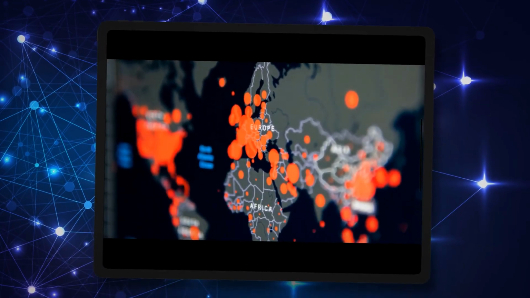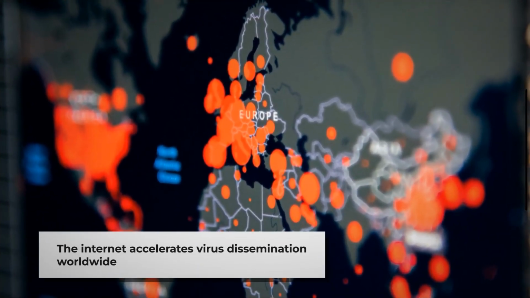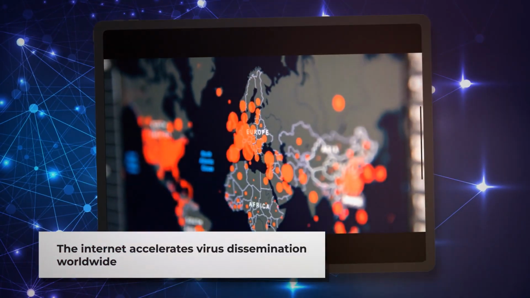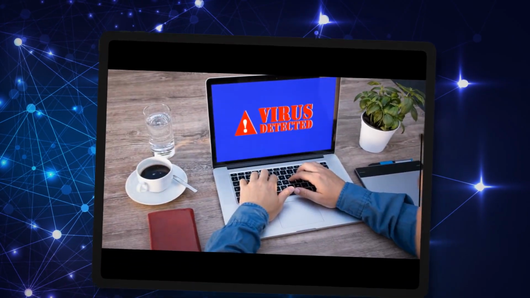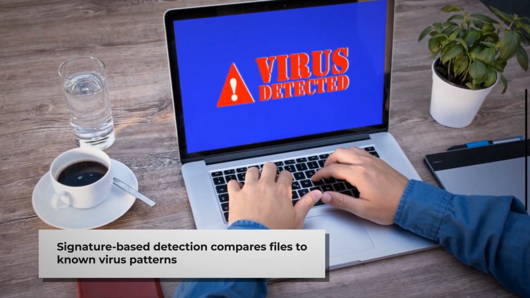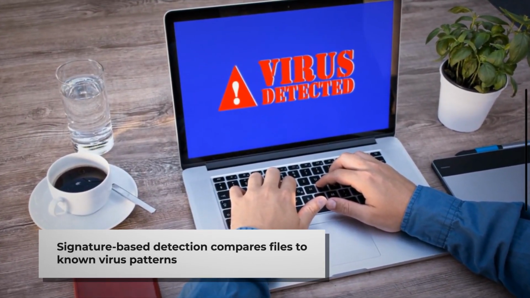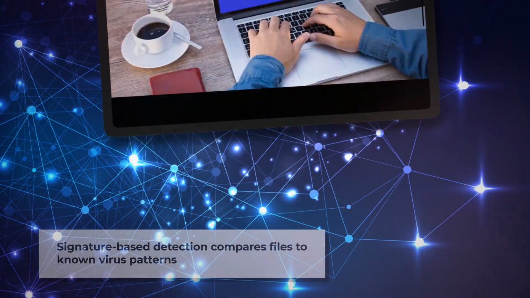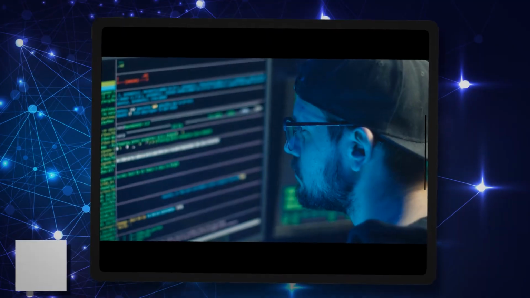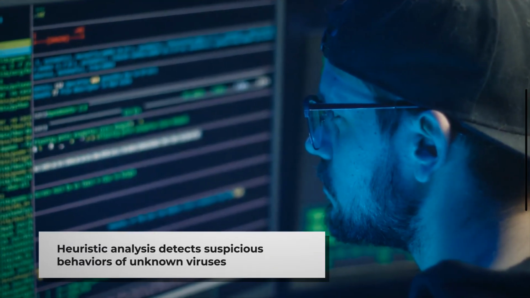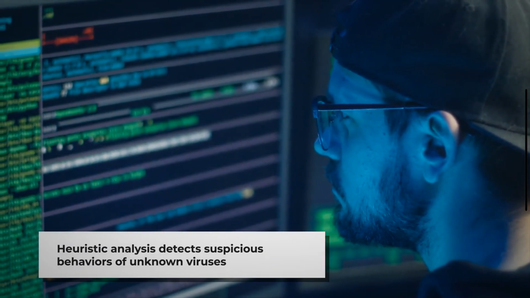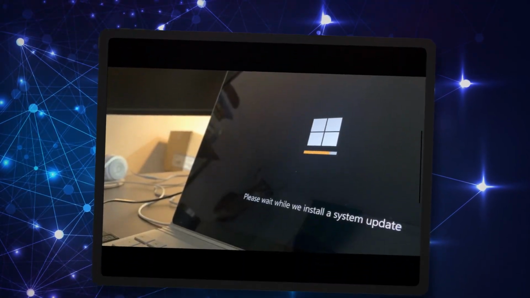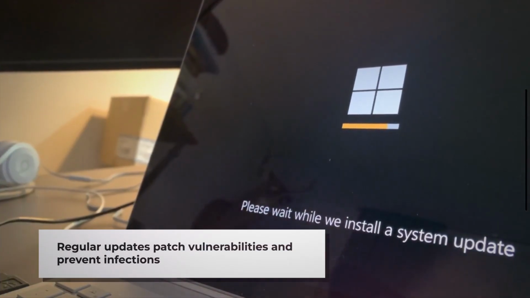The internet has dramatically increased the potential spread rate of viruses, allowing them to reach millions of computers in remarkably short time frames. Detection of viruses typically relies on signature-based methods, where antivirus software compares files against a database of known virus code patterns. More advanced detection uses heuristic analysis to identify suspicious behaviors that might indicate the presence of previously unknown viruses.